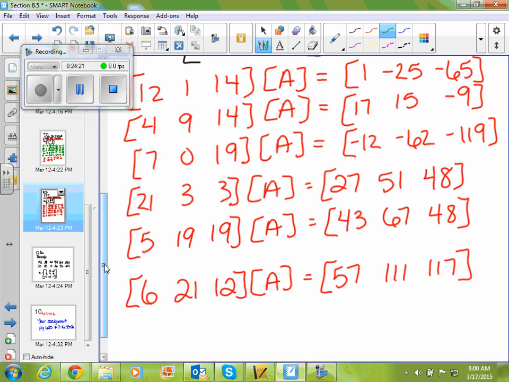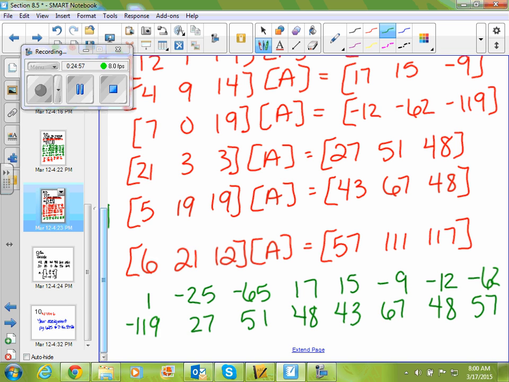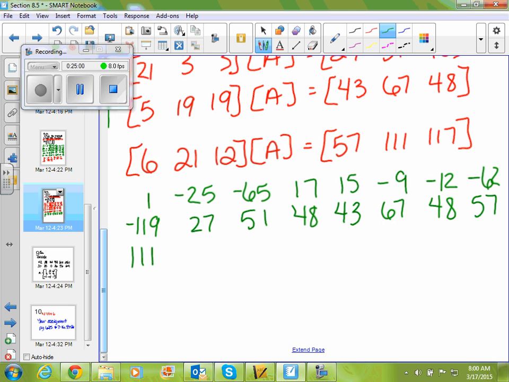So then in putting those all together, I end up with a new encoding of 1, -25, -65, 17, 15, -9, -12, -62, -119, 27, 51, 48, 43, 67, 48, 57, 111, 117.